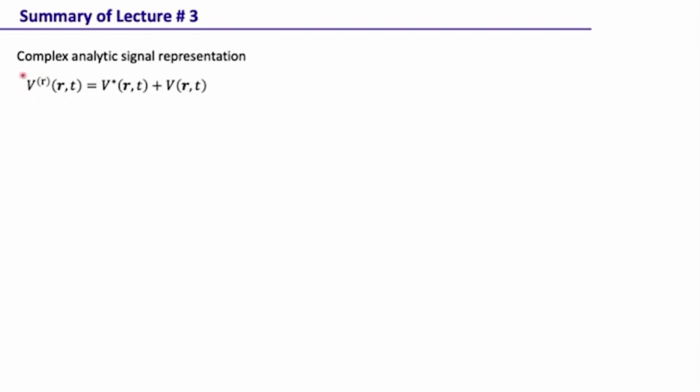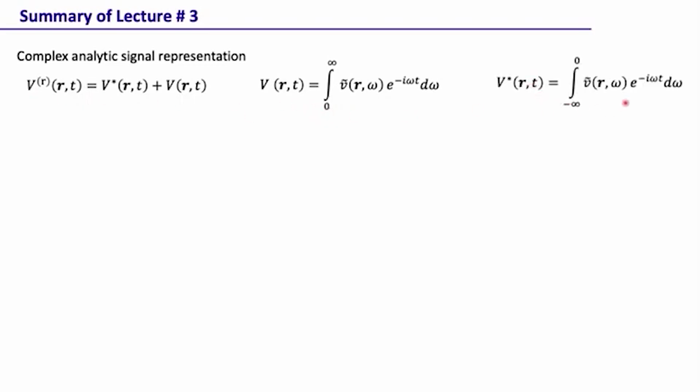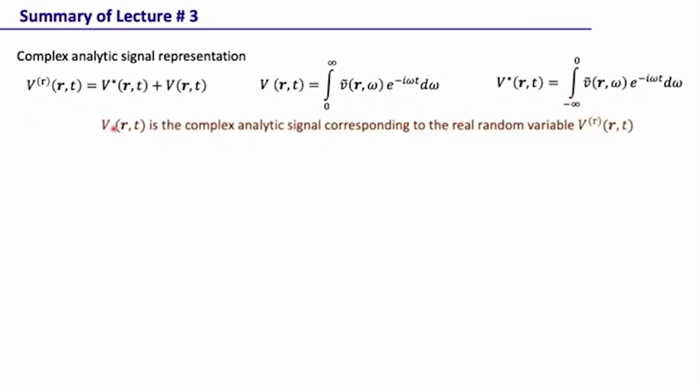So here this is the real signal, the real electric field, and this we write in terms of V and V star, where V, if we take the Fourier decomposition of this, is the positive frequency part of V real, and V star is the negative frequency part of V real. Of course, taken together they are the signal, and this V is called the complex analytic signal corresponding to the real random variable V real of R, T.